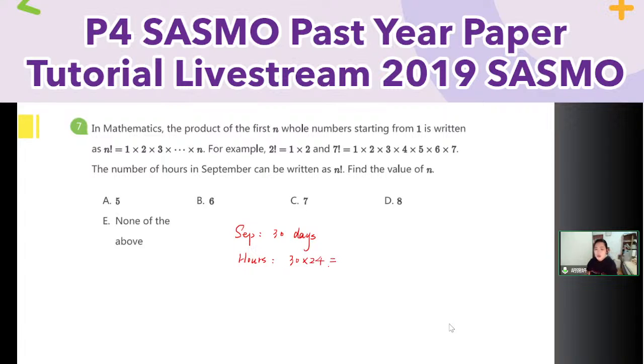Everybody quickly key in the chat box. What is the product of 30 times 24? Yeah, well done. That should be 720 hours altogether, right? After we figure it out, now we can think about it. We know that n exclamation mark follows the pattern in this way: we multiply 1 to n, right? As long as we multiply from 1, 2, 3 to a number and we have 720, then we'll find the result, right?